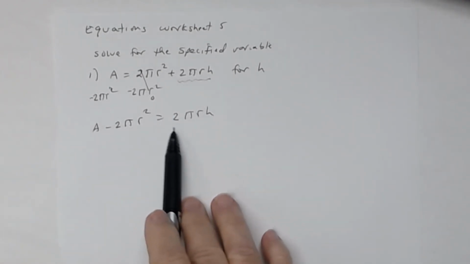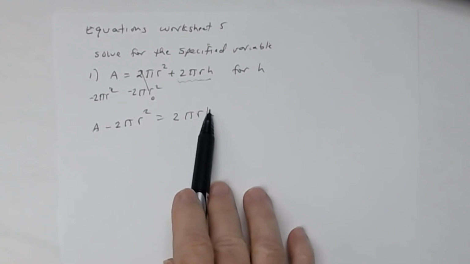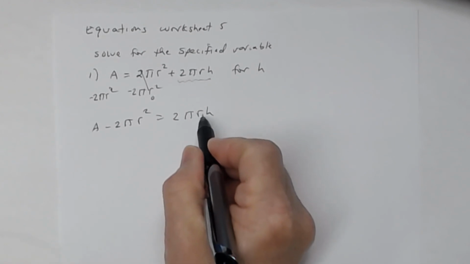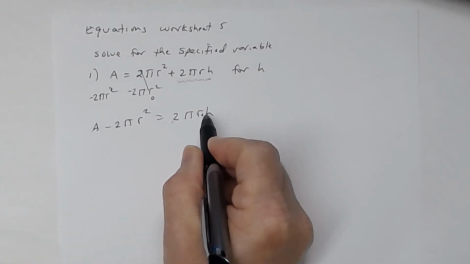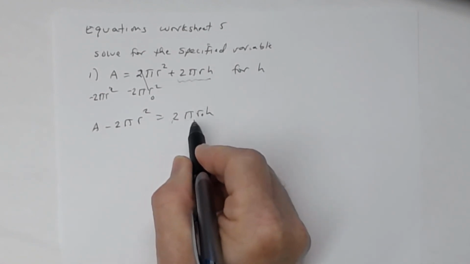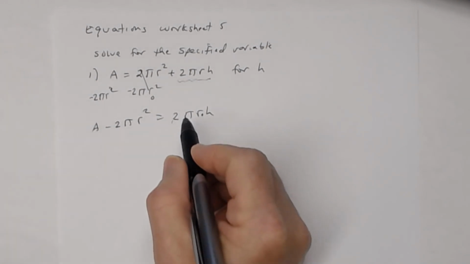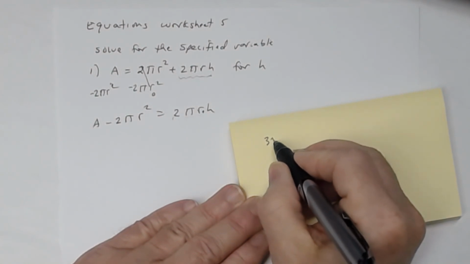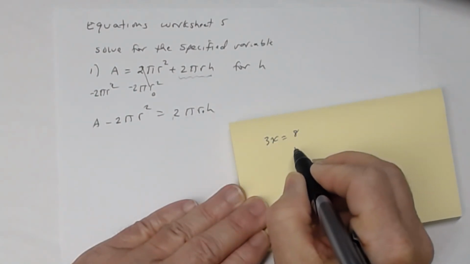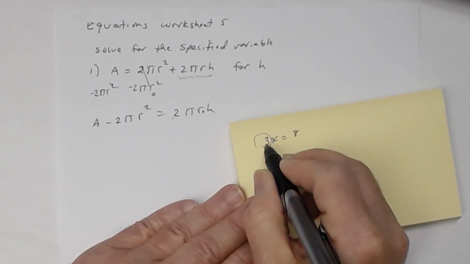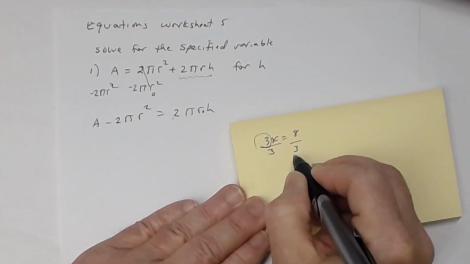So now notice that the variable h is only in this term, and when I look at that variable h, it's being multiplied right here by 2 pi r. So think of 2 pi r as being a coefficient. It's kind of like saying when I had 3x equals 8, and I'm solving for the variable x, and that variable x is being multiplied by 3, I'm going to think of 3 as the coefficient. So I'm going to divide both sides by that coefficient.